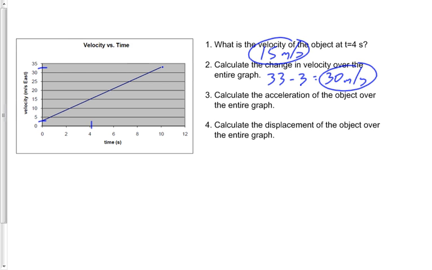Find the acceleration on this graph. There's two ways to find acceleration. There's the slope, or there's delta v over delta t. Which one do you want to use? Slope or delta v over delta t?